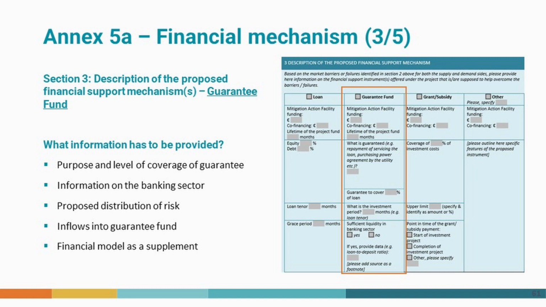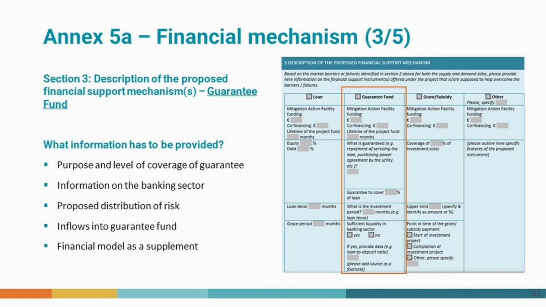Financial mechanism, slide 3. For applicants proposing to support guarantee funds, it is required to specify what is going to be covered by the guarantee. For example, the repayment of servicing of a loan or purchase power agreement by utility, and the level of coverage to be offered by the guarantee. Moreover, the period of the investment covered by the guarantee is to be specified. For example, the tenor of a loan being guaranteed.